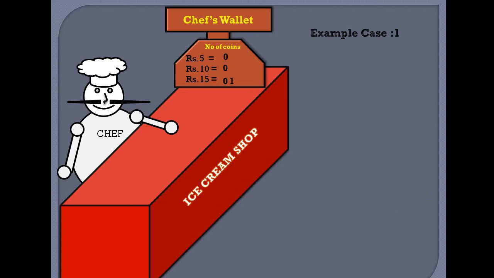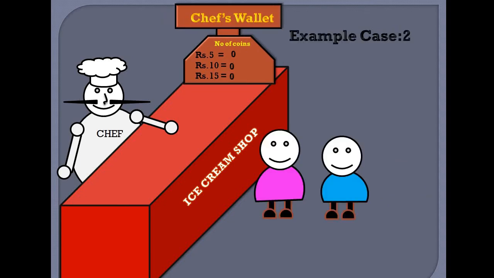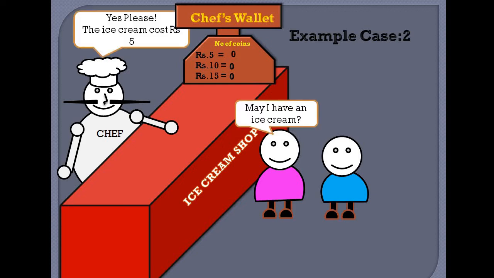Let's consider example case 2. Here, 2 persons are standing in the row to get the ice cream. When the first person asks the chef for the ice cream, let's assume the first person pays him a rupees 10 coin to get the ice cream in the very beginning. Now, since the chef does not have any money in the very beginning and no money even to return the change, the chef would simply say to the first person that he cannot give him the ice cream because he has no money to return the change.